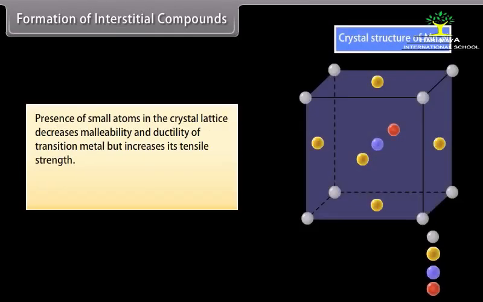Presence of small atoms in the crystal lattice decreases malleability and ductility of the transition metal but increases its tensile strength. For example, cast iron and steel are hard due to the presence of trapped carbon in the interstitial spaces. They have high melting points and are chemically inert.